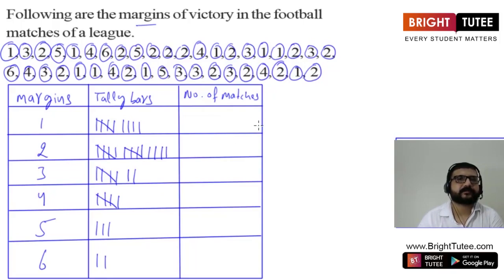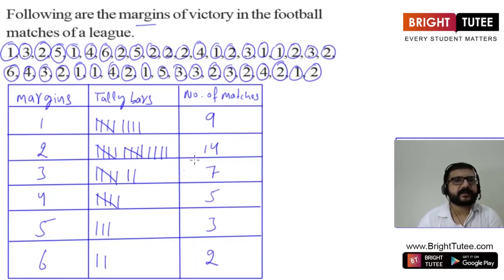Now in the third column we will write the frequencies of each and every observation. So the observation 1, as we can see from here, is occurring 5 plus 4, 9 times, and the observation 2 is occurring 5 plus 5, 10 plus 4, 14 times, and then observation 3 is occurring 5 plus 2, 7 times, and then 4 is occurring 5 times, and 5 is occurring 3 times, so we will write 3 here, and 6 is occurring 2 times, so we will write 2 here. So these are the frequencies of the data, or frequencies of the different observations.